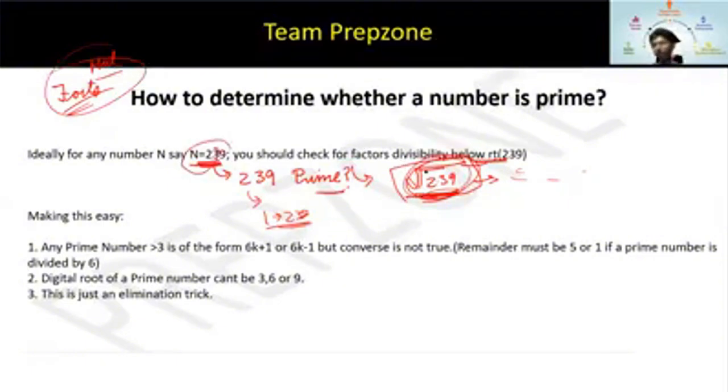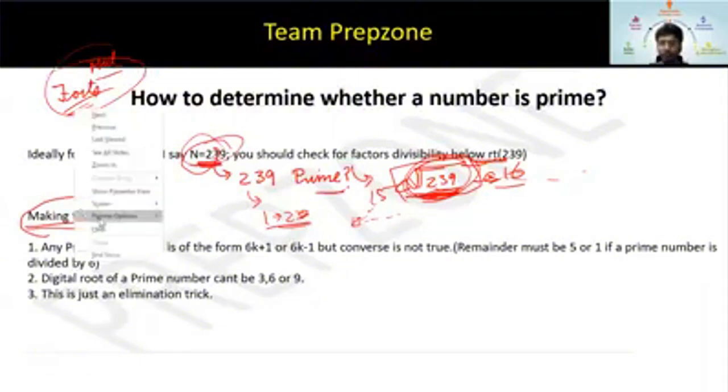But this is a very long method. You cannot check by each and every number. Root 239 will be something like 15 to 16, so I have to check by each and every number 2, 3, 4, 5, 6, 7, 8 till 15. So this is a very tedious method. So what can I do? Let's make this easy.